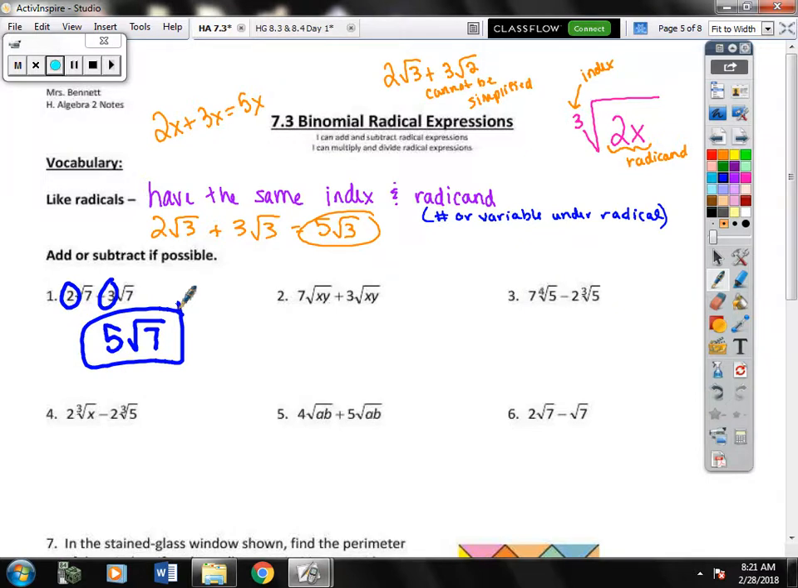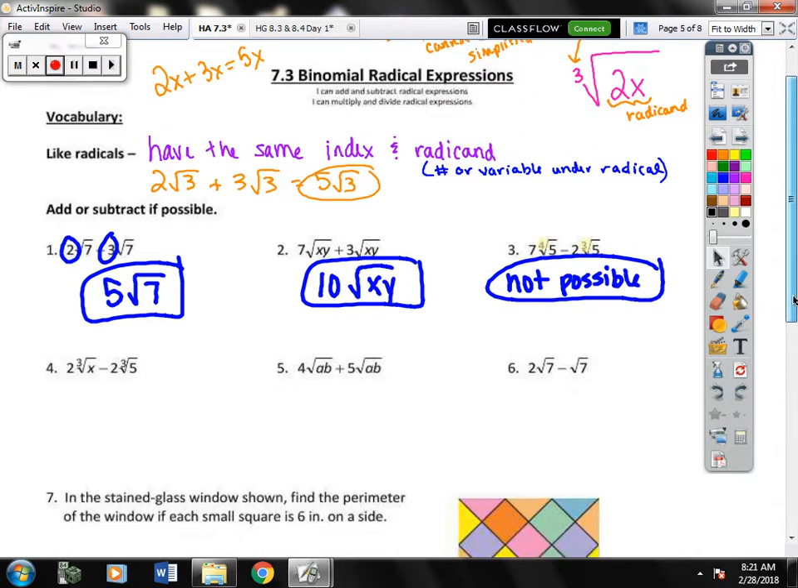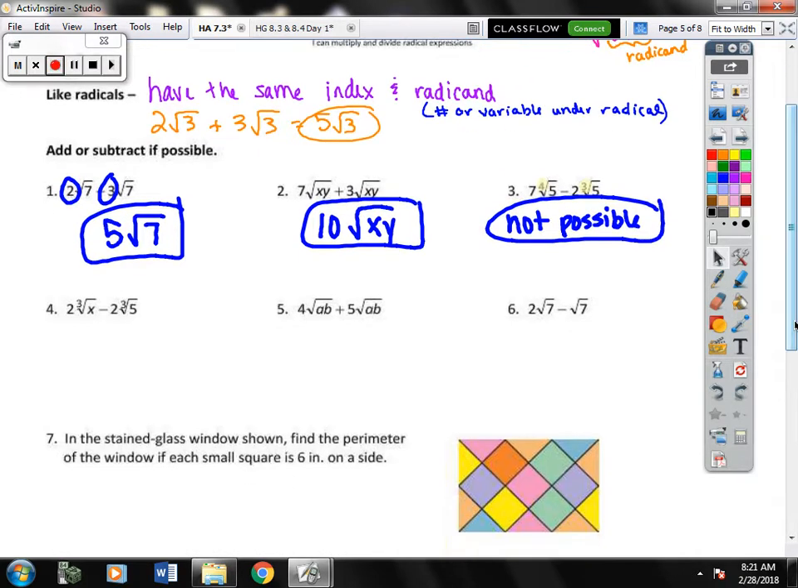Okay, next one we do have like radicands and like indexes. So 7 plus 3 is 10. 10 root xy. The next one we run into a problem. Yes, they do have the same radicand, but these have different indexes. So not possible. See if you guys can simplify the next 3, if possible.